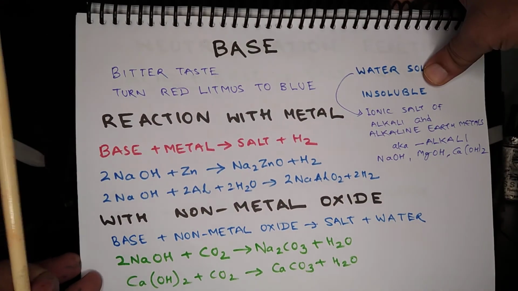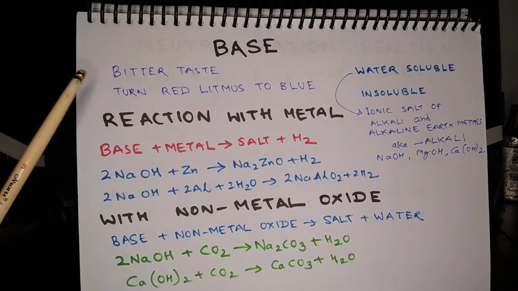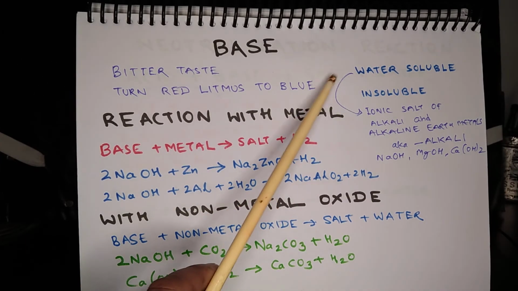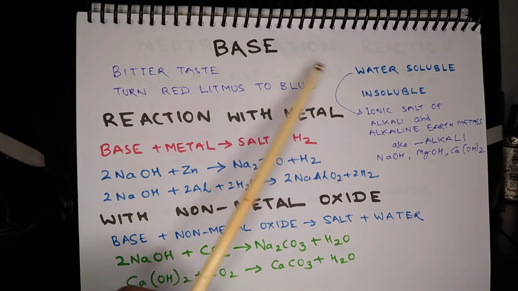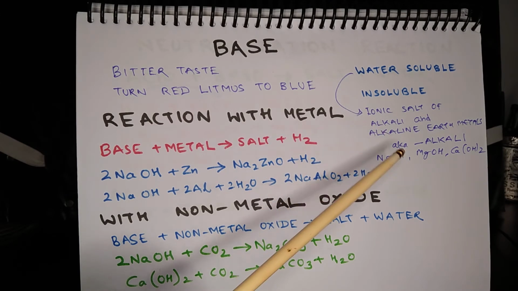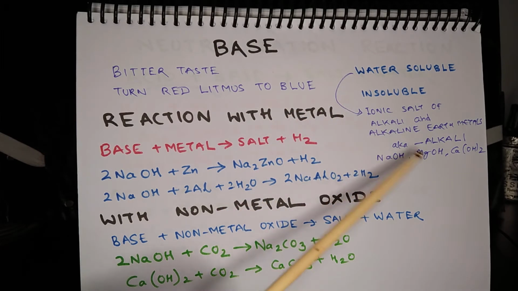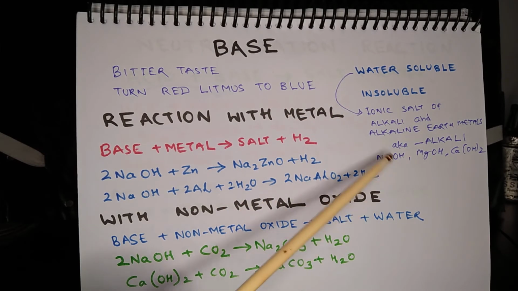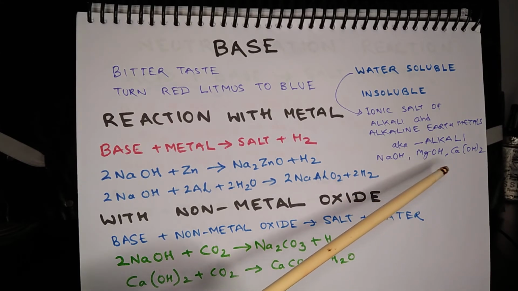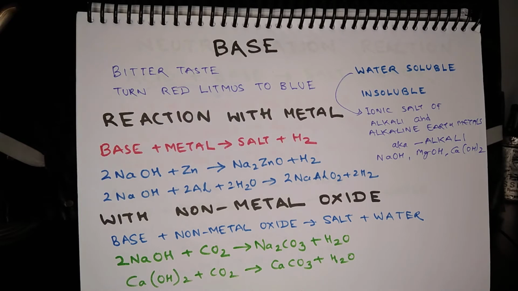Base. A base is a substance which has a bitter taste and turns red litmus to blue. There are two types of base. One is called water soluble and another is called insoluble in water. The ionic salts of alkali and alkaline earth metals are water soluble, and water soluble bases are also known as alkali. Some examples are NaOH, Mg(OH)2 and Ca(OH)2. These alkalis are strong bases.